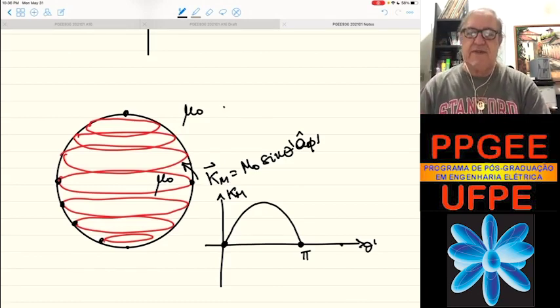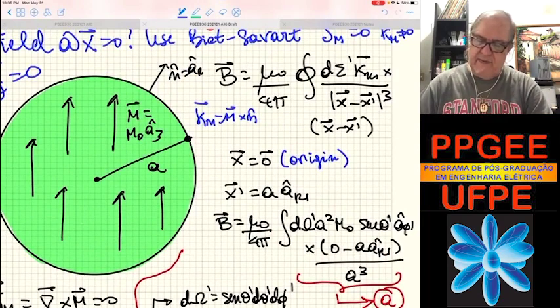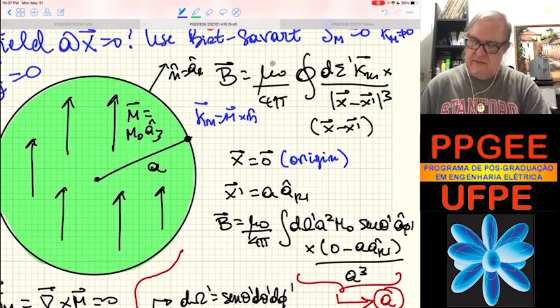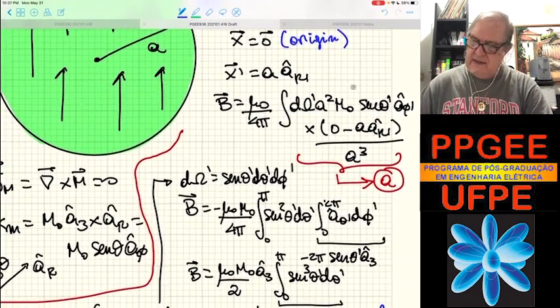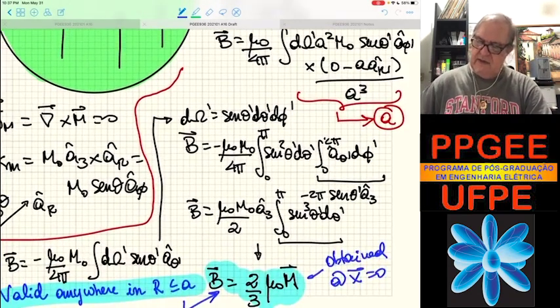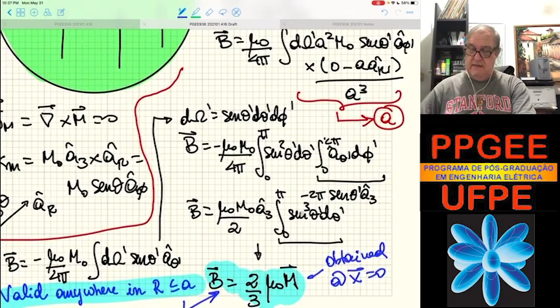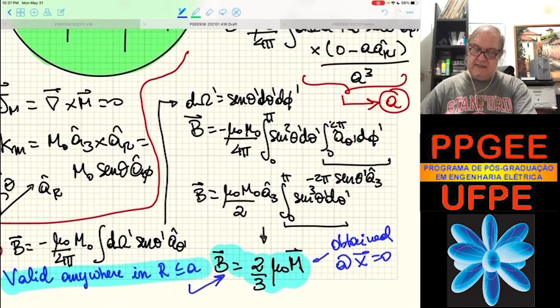So calculating the field, just use this current distribution in vacuum. Biot-Savart's law is very easy to calculate. That's why we are using here the permeability equals mu0. You have a squared times a is a cubed divided by a cubed, cancel. So I have an integral to be calculated here. I'll leave it to you, okay? This is easy. When you do that, we calculate that the field is 2/3 of mu0 M. And this is valid not only at the origin, but anywhere inside of the sphere.